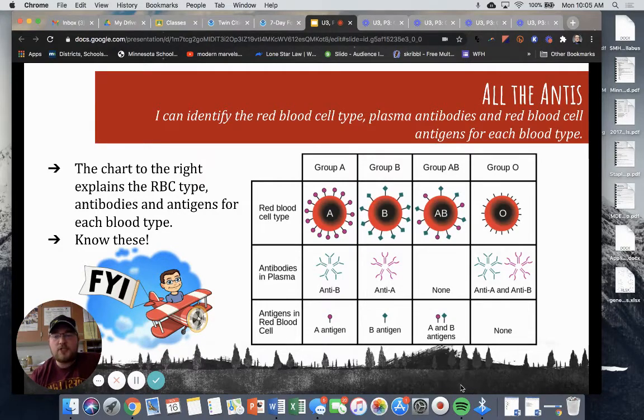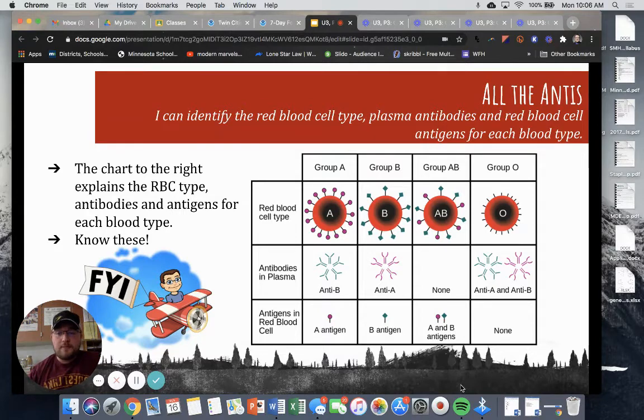Hey, Vet Science. So we're going to put it all together with this nice little chart that I have found on the internet for you. And I believe I put it in your cheat sheet. If not, I would just jot it down on a scratch sheet of paper or your notebook. So this diagram here explains the red blood cell type, antibodies, and antigens for each blood type.